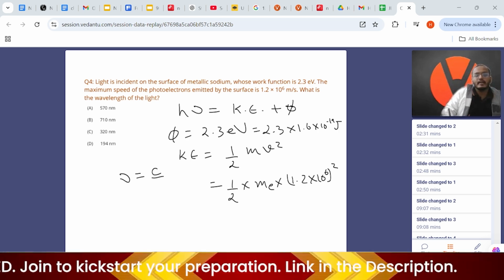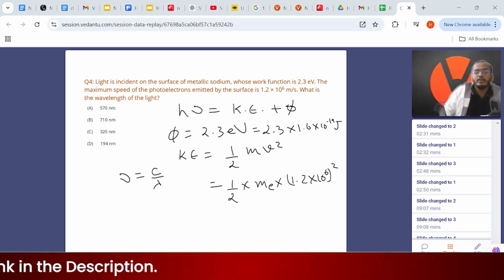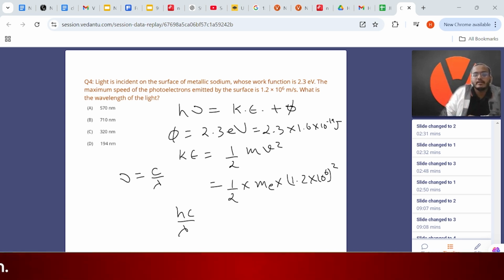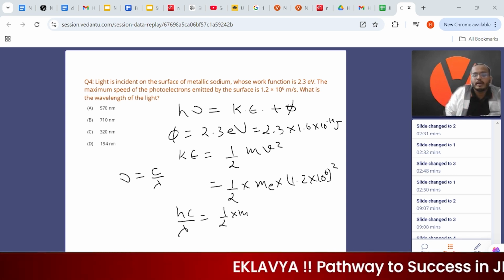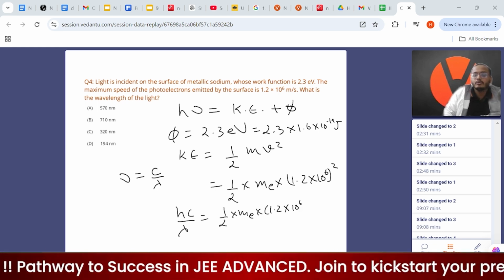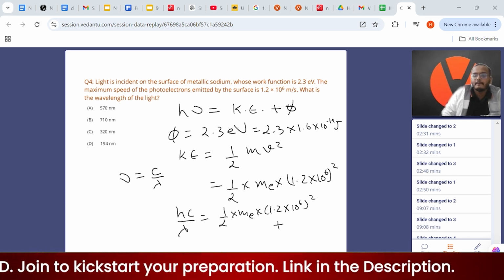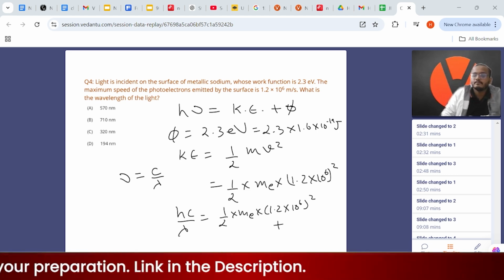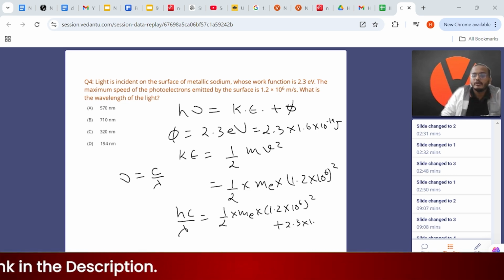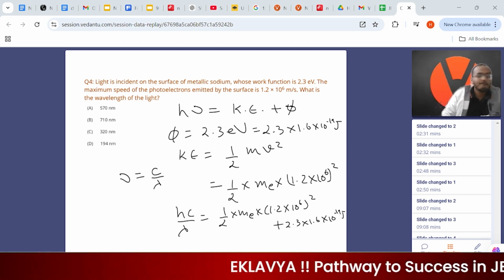Now you know that nu is equal to c by lambda. So hc by lambda will be equal to 1/2 times the mass of electron times (1.2 into 10 raised to the power 6) squared, plus the phi value, which will be 2.3 into 1.6 into 10 raised to the power minus 19 joule.